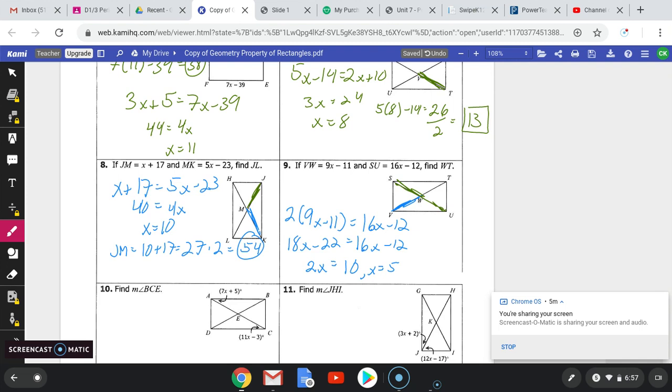And what do they want? They want WT. Well, I realize WT is the same thing as VW, so plug it into there. 9 times 5 minus 11. 45 minus 11, 34.